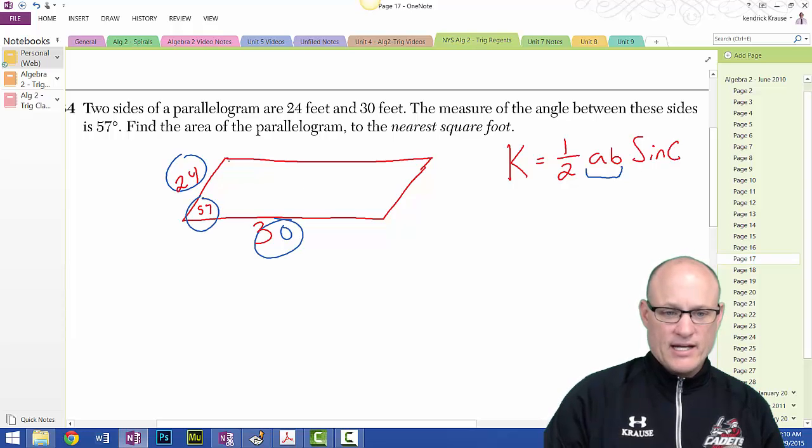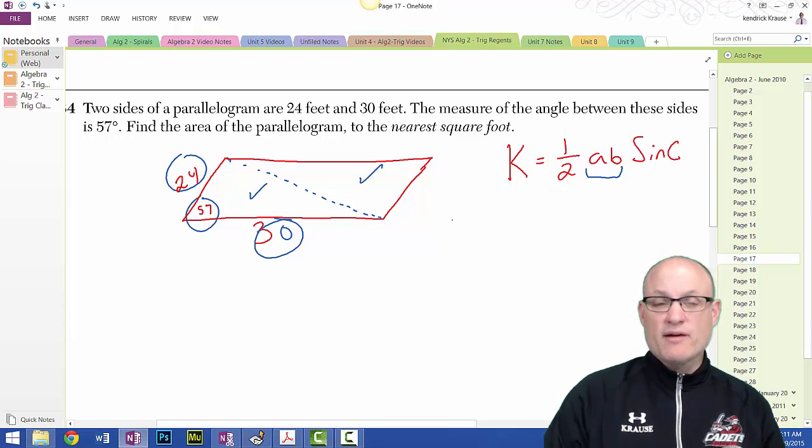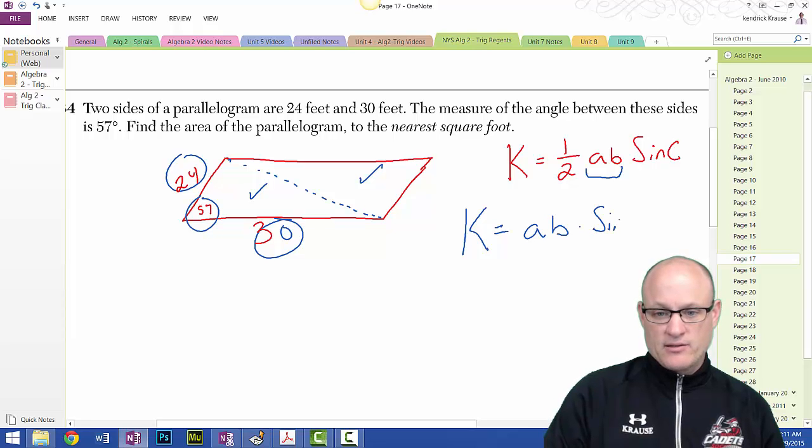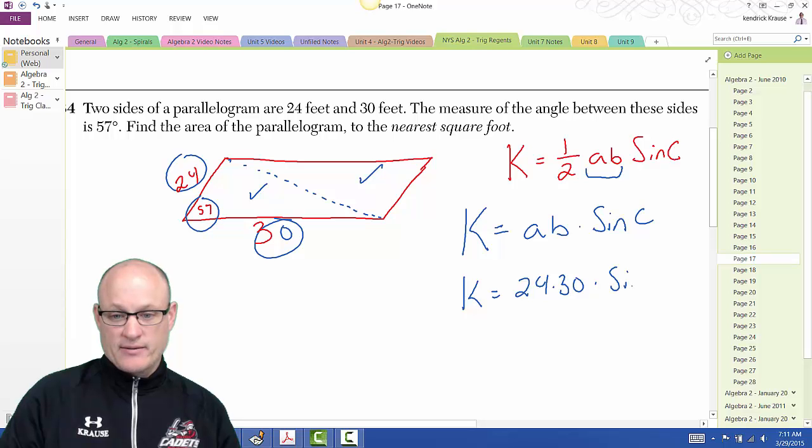So, we got that. But it's only for a triangle, so I've got to make a triangle out of this thing. That would give you the area of this triangle, but there's really two of them. So, we do have an area formula for a parallelogram. It's the same as the triangle, but we dump the half. It's AB sine C. So, K equals 24 times 30 times the sine of 57.